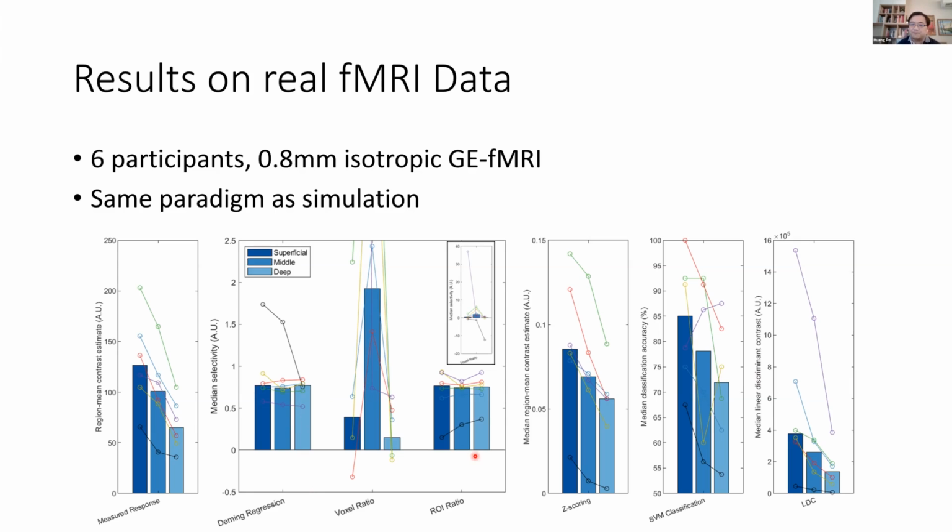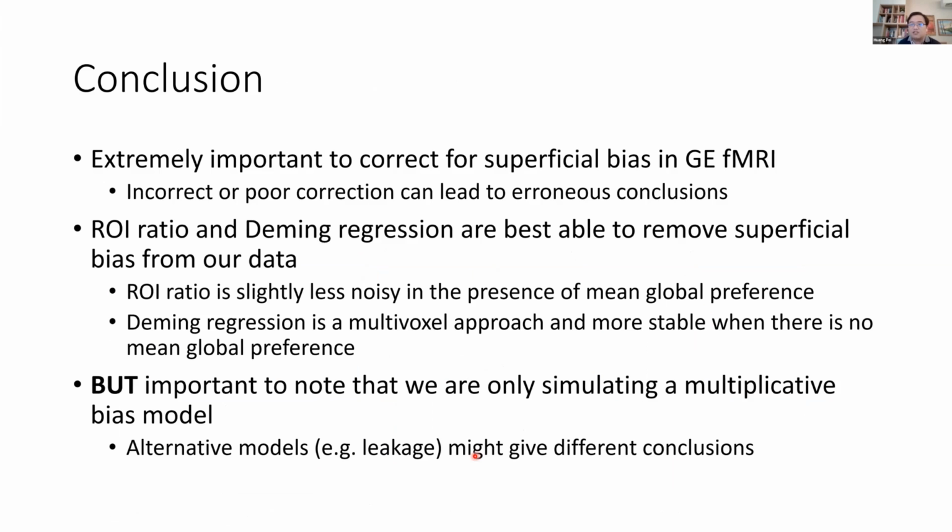or ROI ratio. And so in conclusion, I would like to stress the importance of correcting for superficial bias in gradient echo fMRI, because it's very easy to draw wrong conclusions based on the superficial bias. Using our results, we recommend using ROI ratio or Deming regression depending on whether there is a mean global preference or no global preference. Deming regression also has an added advantage in that it's a multi-voxel approach, so it might be preferable if there are other voxel pattern data that can be exploited.